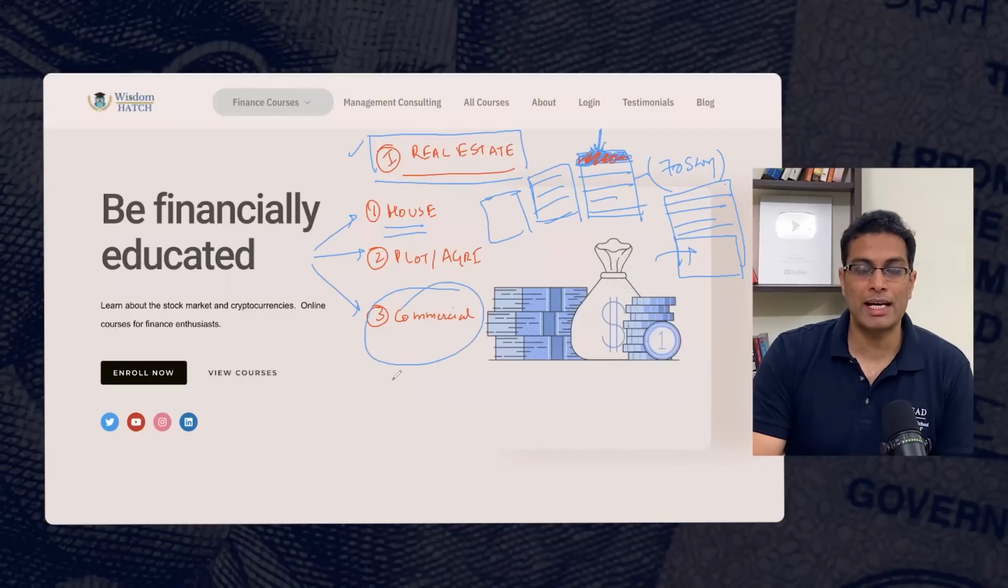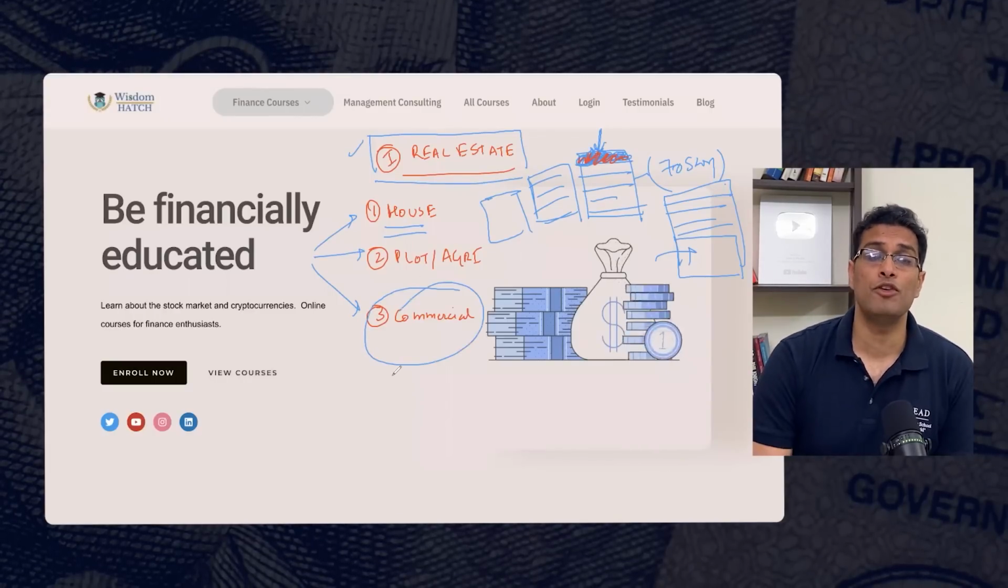And what about commercial real estate? Now the commercial real estate, if you have purchased it in a good location and if you outright own it, then it becomes like an excellent investment.